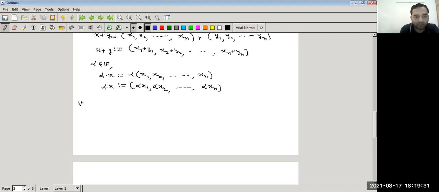So what is our first property, V1? For all x, y belonging to Vn(F), the vector space over the field F. Here we can take any field. It is general. You can take the real numbers, rational numbers, or the field of complex numbers. What we have to check is that x plus y is equal to y plus x.